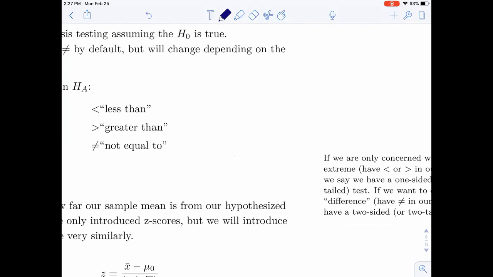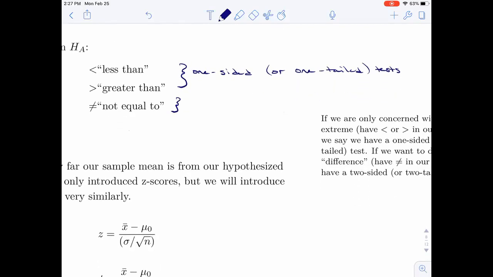And so what we do is we call the first two one-sided tests. Remember, we're doing a hypothesis test, so here we're doing one-sided or one-tailed tests. I do have the note on there, but just to emphasize. And then the not equal to is a two-sided or two-tailed test. I use one-sided and two-sided, but if you prefer to use one-tailed or two-tailed, that's fine by me.